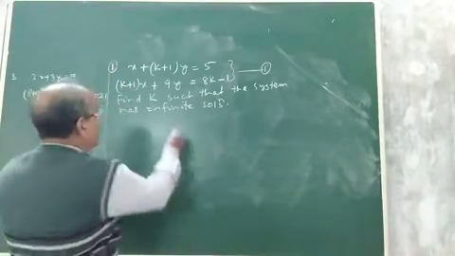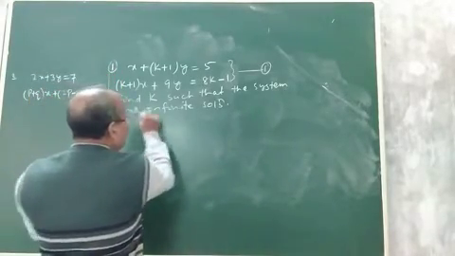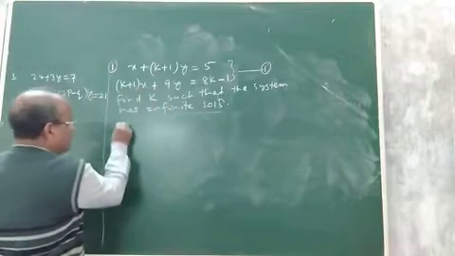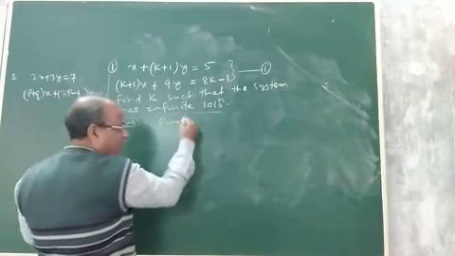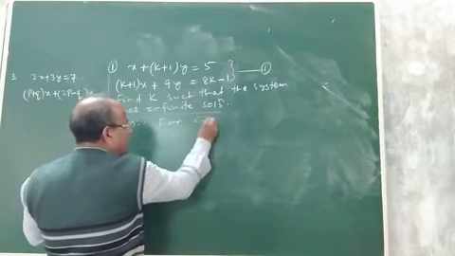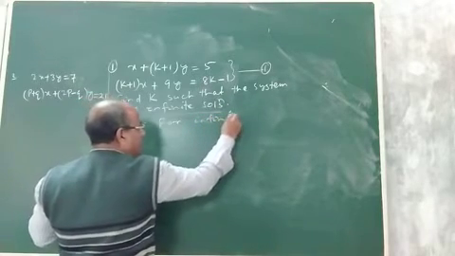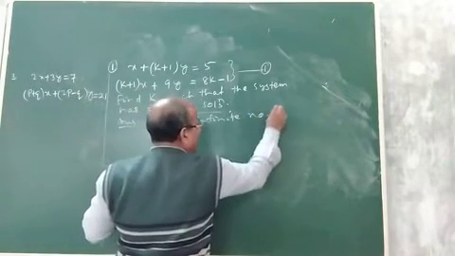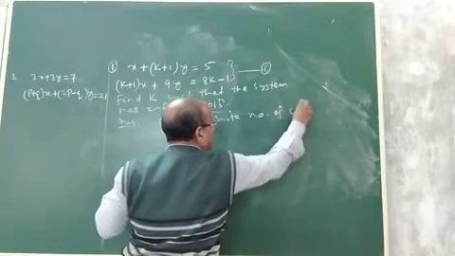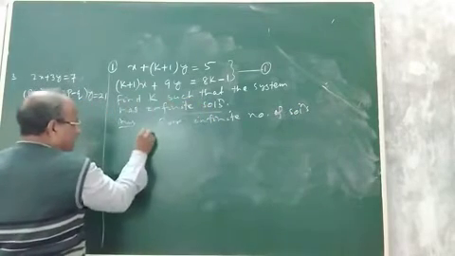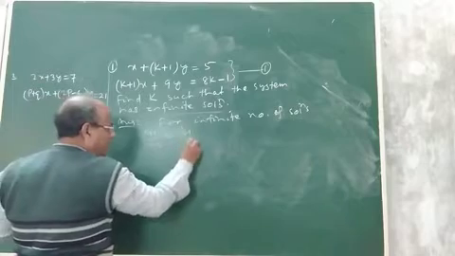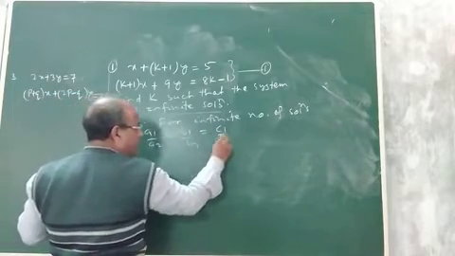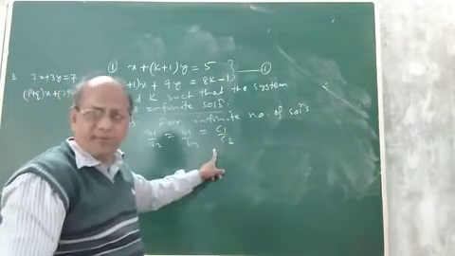So what is given? You are given that the system has infinite solutions. So you apply the condition required for infinite solutions. For an infinite number of solutions, we know that a1 by a2 equal to b1 by b2 equal to c1 by c2. This condition must be satisfied.